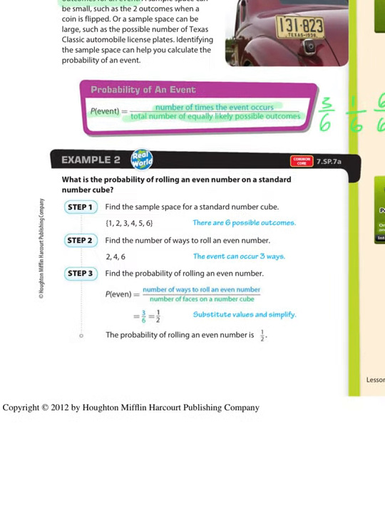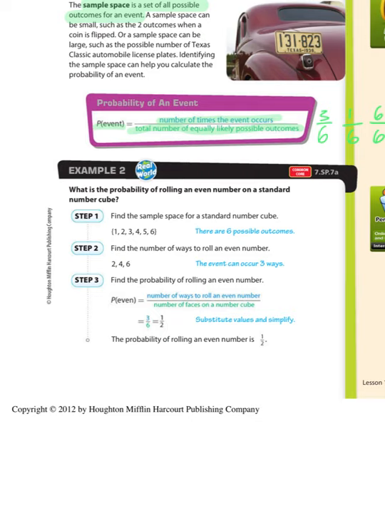All right, so let's practice actually calculating probability. What is the probability of rolling an even number on a standard number cube? So the sample space is numbers 1 through 6. Those are the 6 possible outcomes.